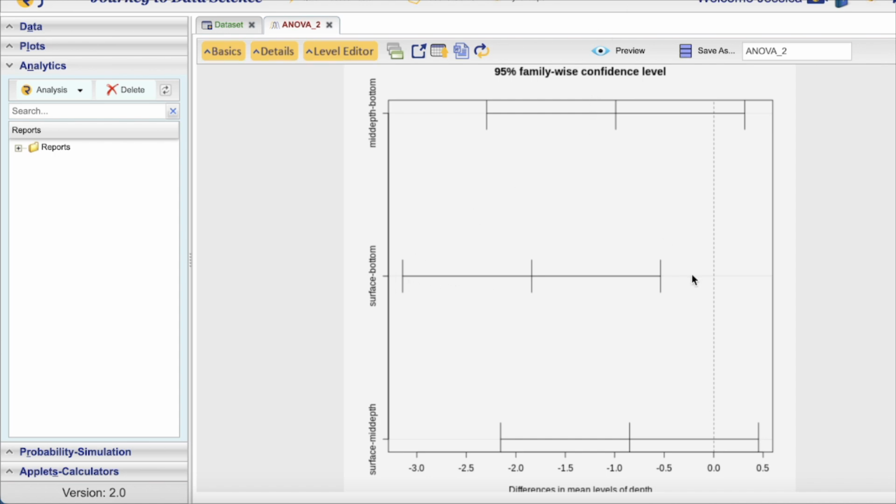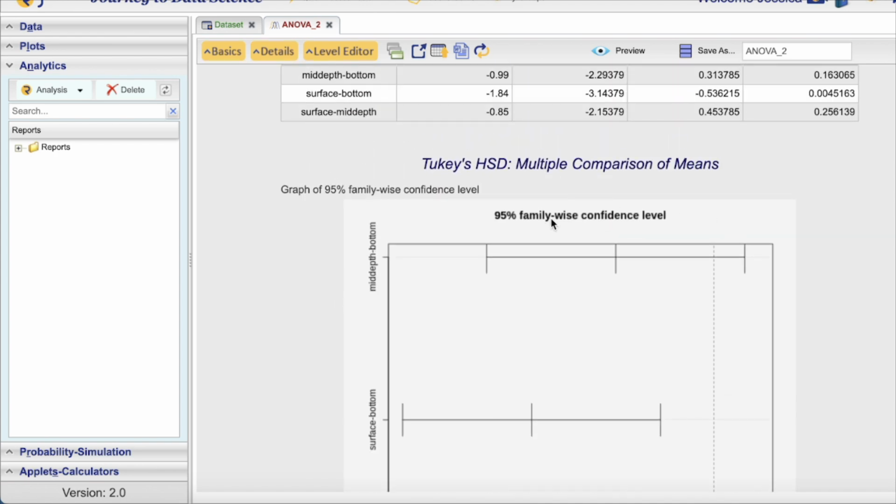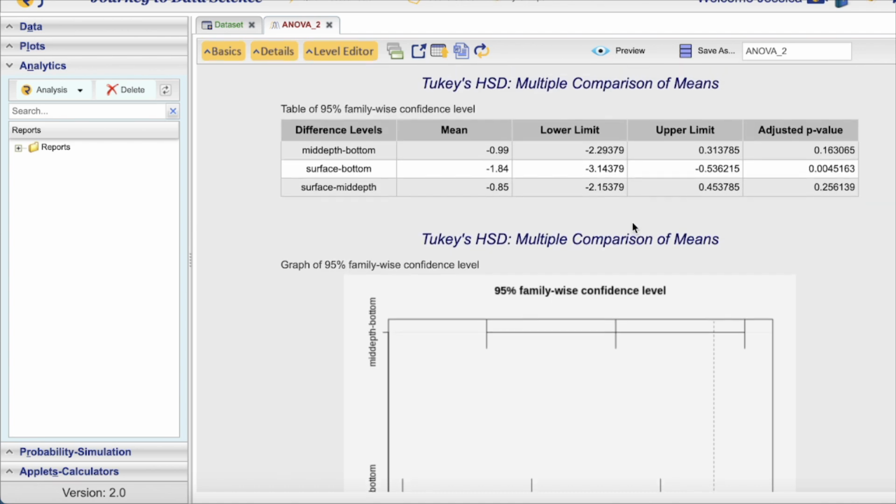But if we look at surface and bottom, it does not cross 0, and so there is evidence of a difference. It's negative values, right? Surface minus bottom, which would imply that the bottom has a higher concentration because all the values are negative. So 95% family-wise confidence level. All right, that wraps up using Rguroo for test of ANOVA and pairwise comparison.